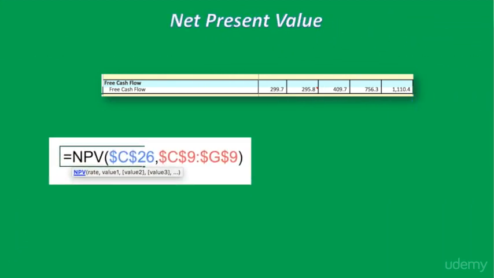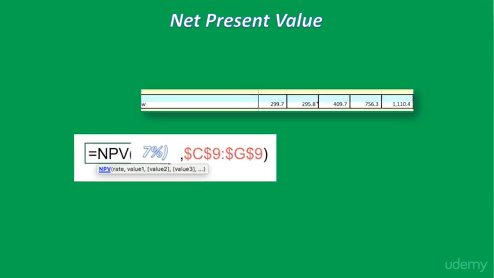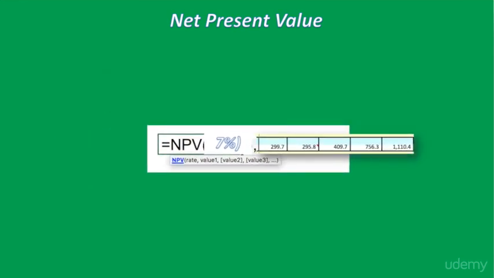So if we take the net present value and put 7% there, and those are the cash flows right there, then we get the same answer. And that is discounted cash flow.